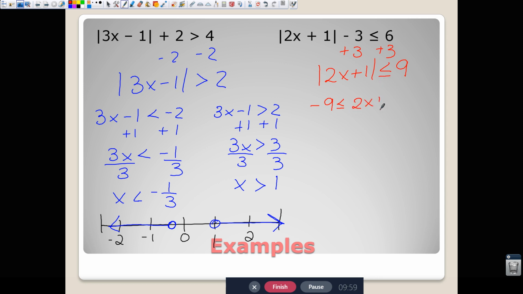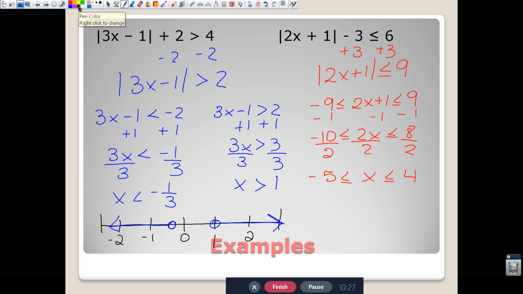Okay, then it's 2x plus 1, and then we have our 9. Okay, and then we just solve. So I'm going to subtract 1, but I have to subtract 1 from all sides. So this will be negative 10, 2x, and 8. Divide by 2, negative 5, x, and 4. So then we have our graph, our number line.